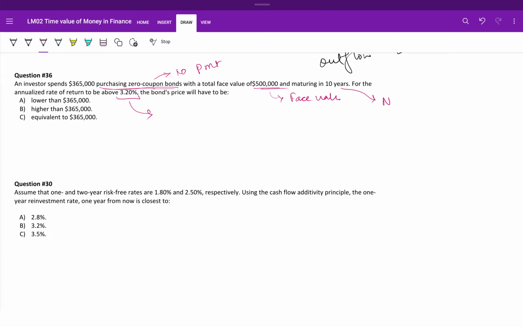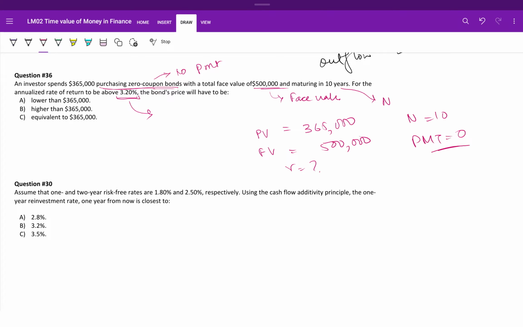We need to calculate for the annualized rate of above 3.2%, what the bond's price will have to be. This is the present value. Okay, present value and future value. So 365 you paid for it, and in future you are going to receive 500. The rate you actually have to calculate. N is there, 10 years, and PMT is going to be 0.